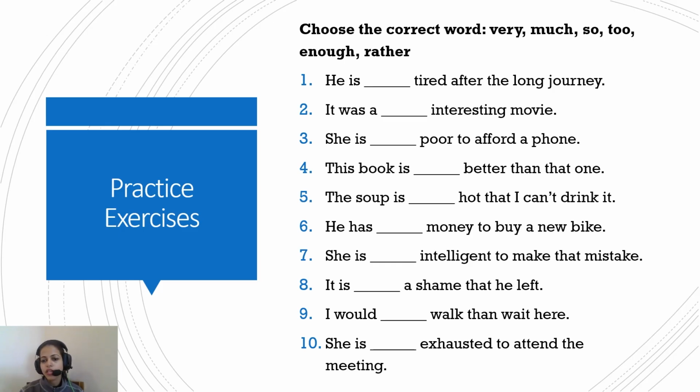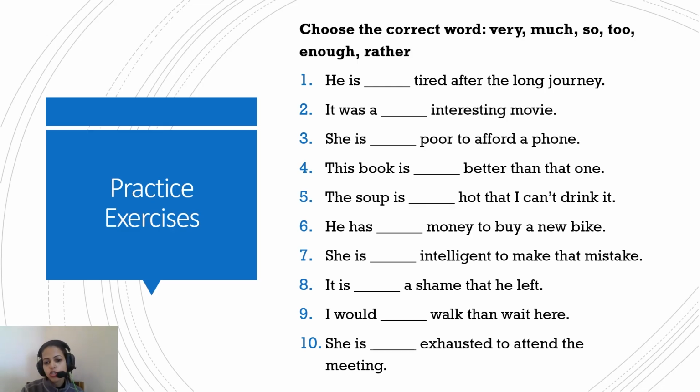This book is dash better than that one. This book is much better than that one, because there is a comparison involved. This soup is dash hot that I can't drink it. This soup is so hot that I can't drink it, because so and that are used when there's a cause and effect relationship. He has dash money to buy a new bike. So, how much money? Enough money. He has enough money to buy a new bike. Here the word enough is modifying the noun money. So, he has enough money, because so and that cannot come here. Too and to cannot come here. He has very money to buy a new bike is also not making any sense. He has much money to buy a new bike is again not making sense because there is no comparison done as such.